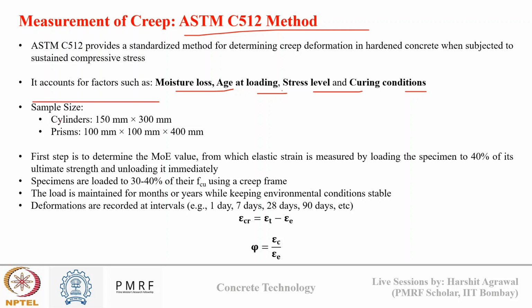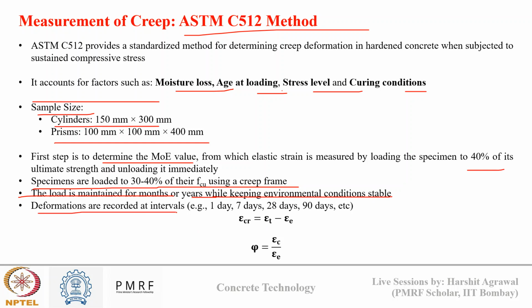Okay, and we can determine creep either using a cylinder of 500 cross 300 dimension or using a prism. So what this method says, first you determine the MOE of concrete. Then you keep the concrete under 30 to 40% loading in a creep frame. Load the concrete for a month or a year while keeping the environmental conditions stable, and record the deformation of concrete after different intervals.